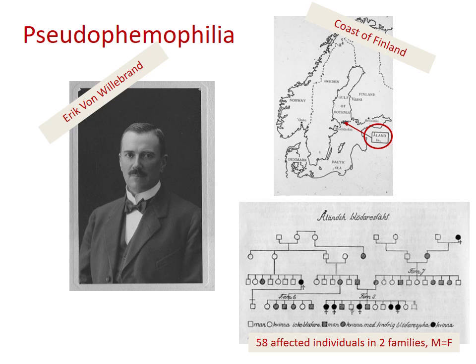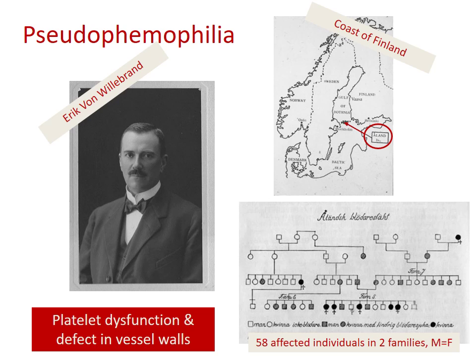Dr. von Willebrand studied a total of 58 patients spread across two families who all lived in a set of islands off the coast of Finland. He found that males and females were equally affected with this bleeding disorder and that their lab studies showed prolonged bleeding times, sometimes mild anemia or thrombocytopenia, but otherwise normal clotting studies. He ultimately concluded that pseudohemophilia was due to both platelet dysfunction as well as a defect in vessel walls. It's pretty remarkable given what we know about how von Willebrand's factor functions in hemostasis.